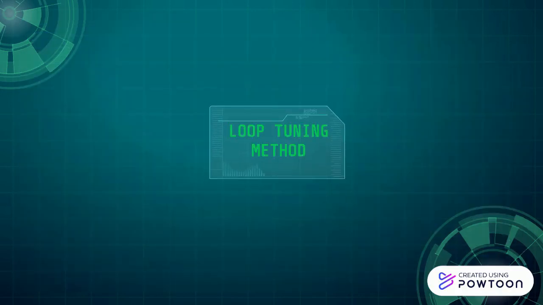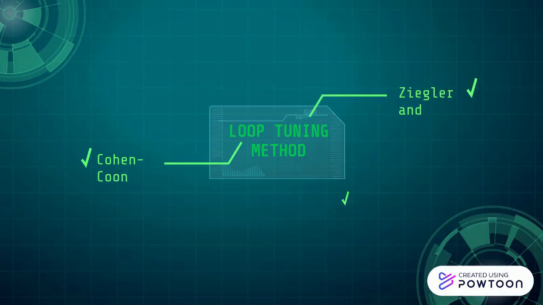Next is the loop tuning method. The first method is Cohen-Coon. The second method is Ziegler-Nichols. And the third method is internal model control.